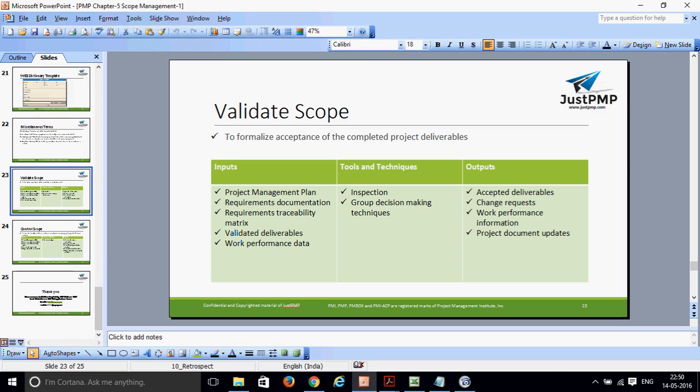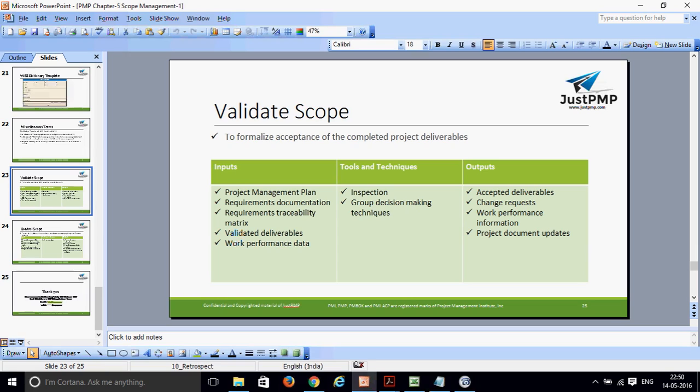So you can ask the majority, okay, somebody says, oh, whatever they have delivered, I'm okay with that. So wherever the majority is, you can accept it. So this is one way of validating your requirement, okay, validating your accepted deliverable. So that's why the group decision making technique can also be used for validating the scope of your deliverable.